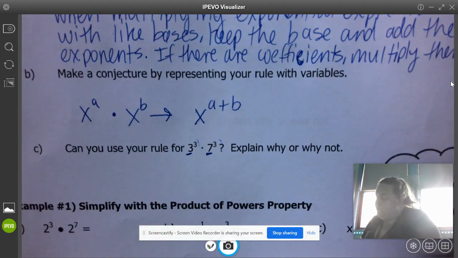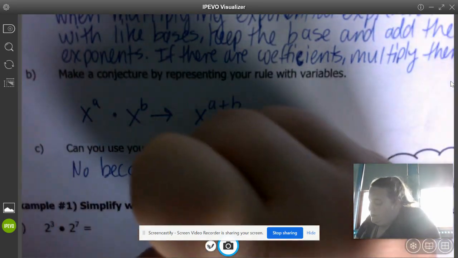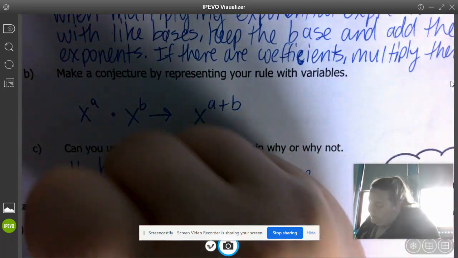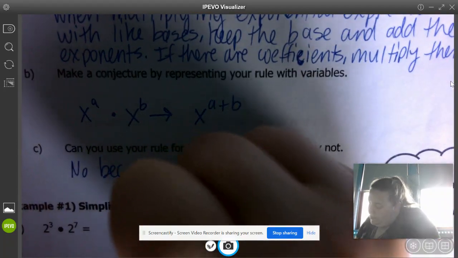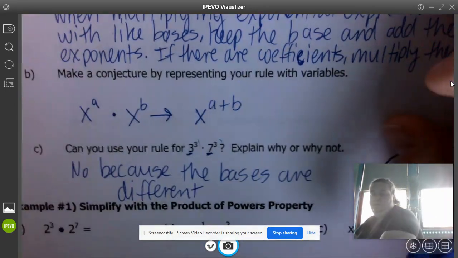So can you use this rule? No, because the bases are different. Okay. So it would not work for a problem like this.